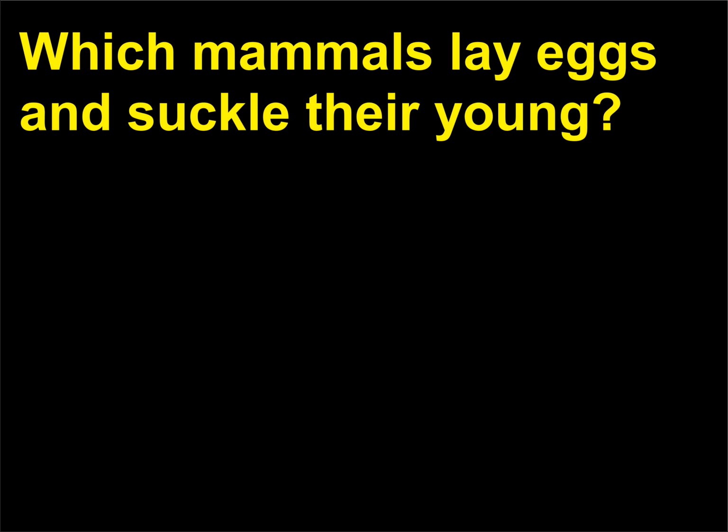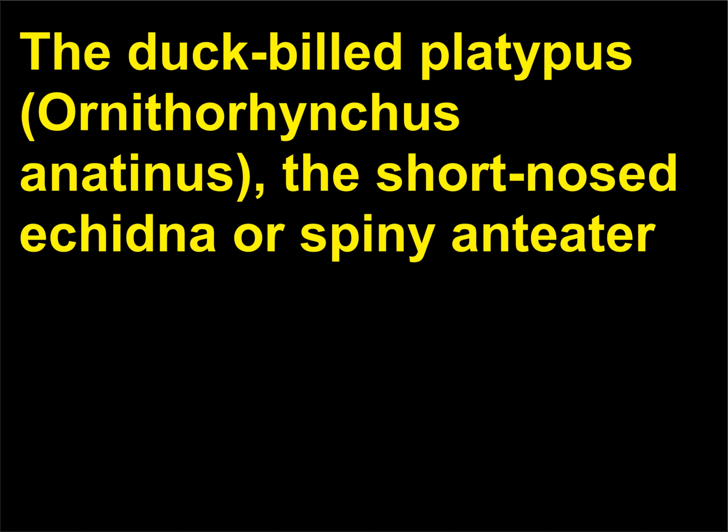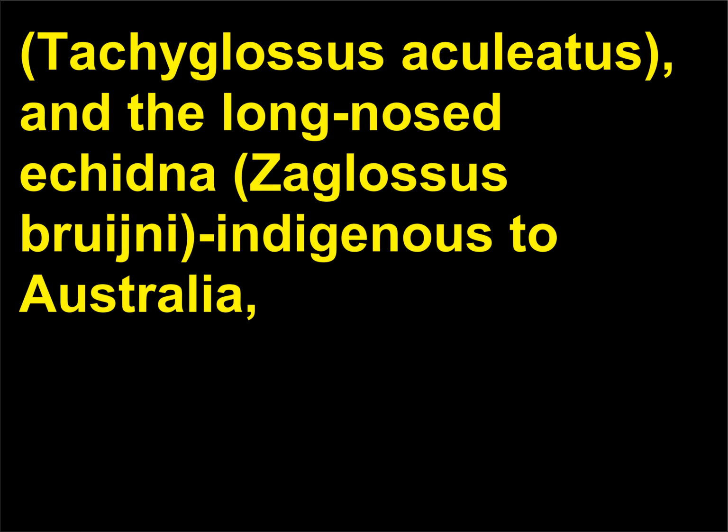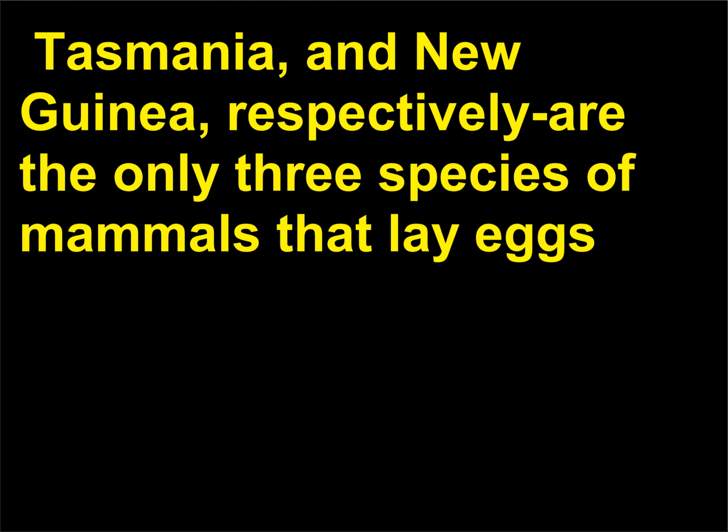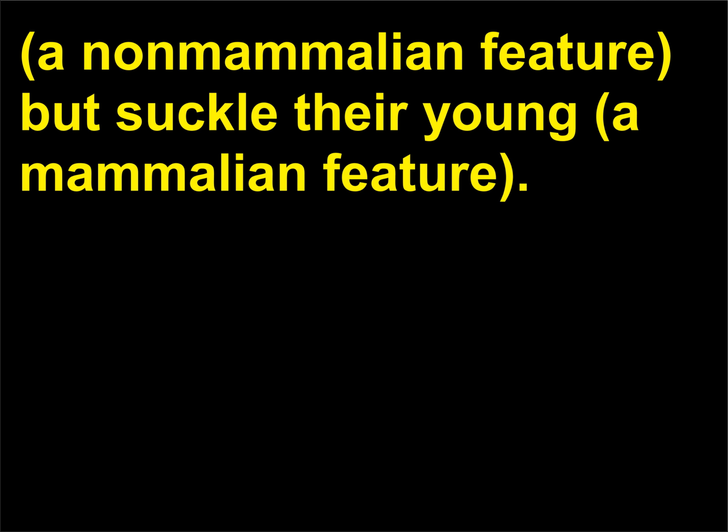Which mammals lay eggs and suckle their young? The duck-billed platypus, Ornithorhynchus anatinus, the short-nosed echidna or spiny anteater, Tachyglossus aculeatus, and the long-nosed echidna, Zaglossus bruijni, indigenous to Australia, Tasmania, and New Guinea, respectively, are the only 3 species of mammals that lay eggs, a non-mammalian feature, but suckle their young, a mammalian feature.